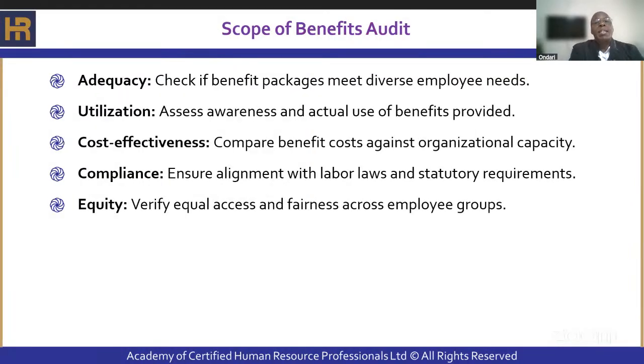What are the areas covered under benefits audit? One is adequacy. Two is utilization of the benefits. Three, cost effectiveness. Four, compliance. And lastly, equity. Let me talk about utilization. When we are giving benefits like car loans, we give a budget like 100 million so that employees can take that facility to buy themselves a car. But now times have changed, that especially the young people called the Gen Zs may not be interested, for example, in education.